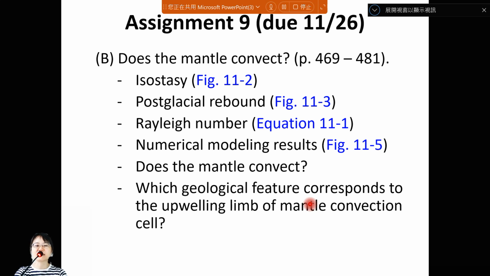Over the past decade, this is the question that students often fail to answer correctly. However, this is the most important concept that I hope to deliver to you. Where is the upwelling limb of the mantle convection cell?